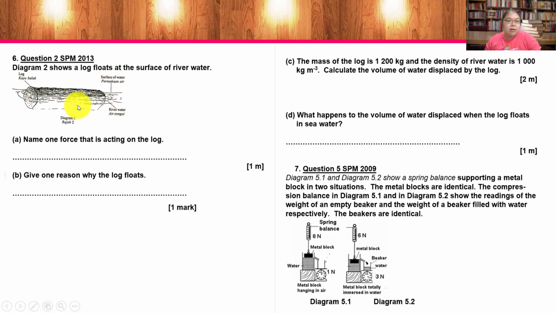There's a log floating on the surface of the river water. So remember, when something is floating, we know the situation is that the buoyant force equals the weight of liquid displaced. It also equals the weight of the object. So you need to know this when the object is floating. From here we answer question A.